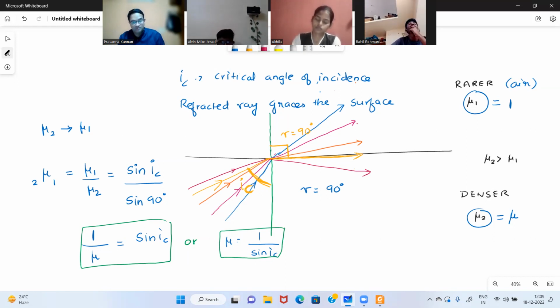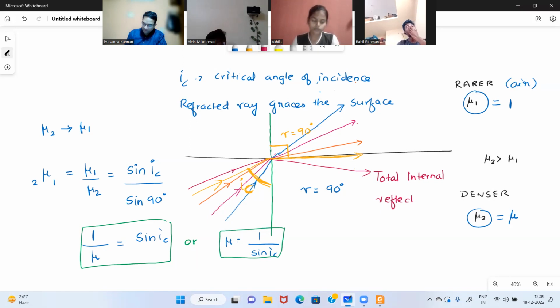Why do you say total internal reflection? Because some amount of energy is anyway reflected back. But now the refracted ray is also coming back into the medium. Therefore, completely the energy is transmitted back into the medium. Therefore, it is called total internal reflection.